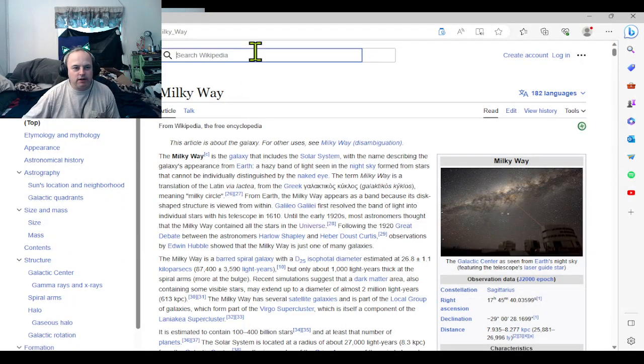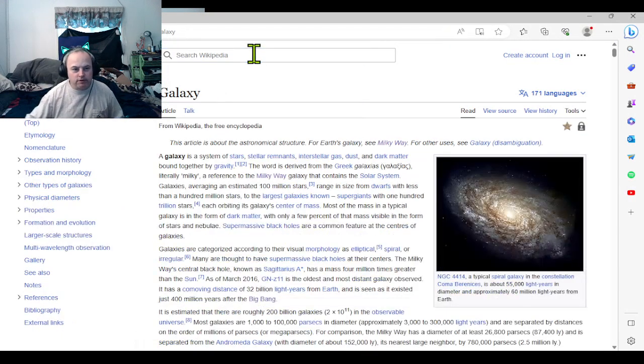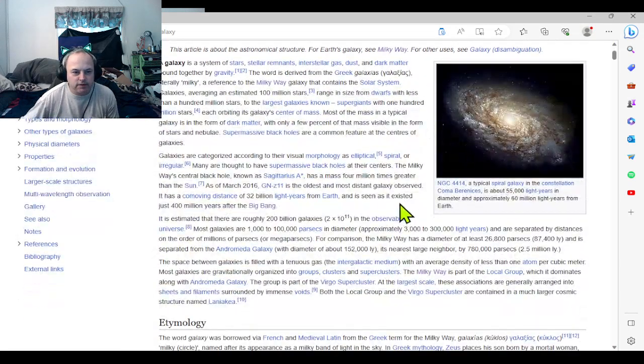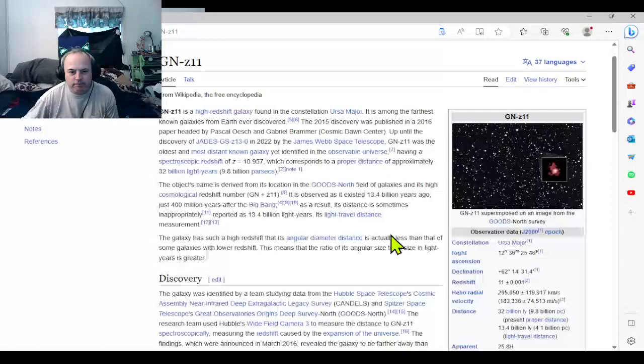Okay, so now let's find another galaxy. And we're solving for the Big Bang Theory. A galaxy, let's find some other ones. The oldest and most distant galaxy observed, which is this one, GN-Z11. So this is the farthest one away.